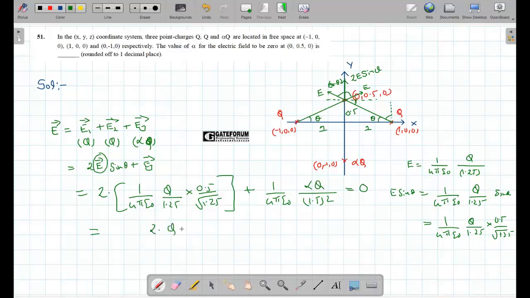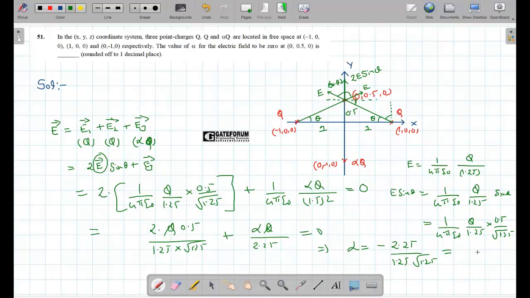This one will be 2 q 0.5, 1.45 naught can be cancelled. 1.25 into root of 1.25 plus alpha q upon 1.5 is 2.25, that is equal to 0. So given this is 0, we have to find out alpha. So 2 into 0.5 is 1. So this implies alpha is equal to minus 2.25 divided by 1.25 root of 1.25. If you solve, root of 1.25 is around 1.11. So it is minus 2.25 over 1.25 into 1.11.